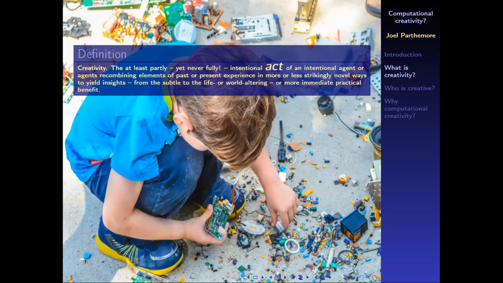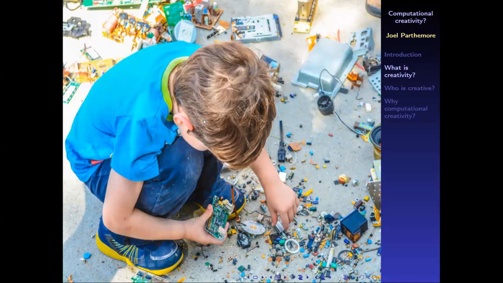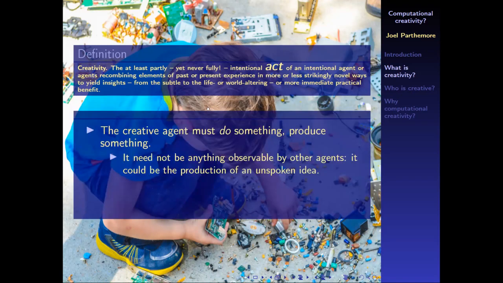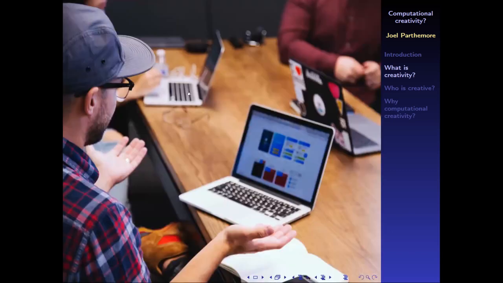The at least partly yet never fully intentional act. What do I mean by act? The creative agent must do something, must produce something. It need not be anything observable by other agents. It could be the production of an unspoken idea. It has to be observable by the creative agent herself. And just a passing note, the creative act cannot be ever strictly instantaneous. Acts play out over some amount of time, however short it might be. It's not just popping into sudden existence.